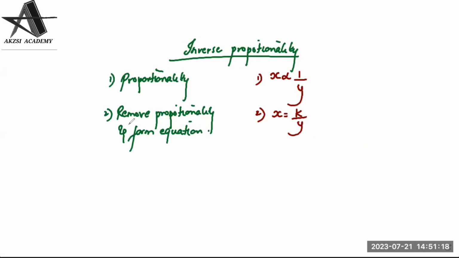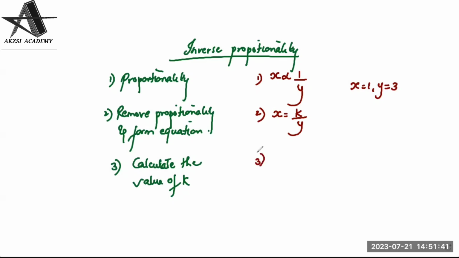Now, the third step is the same, calculate the value of k. Suppose in this equation, I am given the information that x is 1 and y is 3. Because unless we have the values of x and y, we can't calculate the value of k. So definitely that will be given in the question. Here x is 1, so I'll put 1 in place of x and in place of y I'll put 3. So I have calculated k as 3.